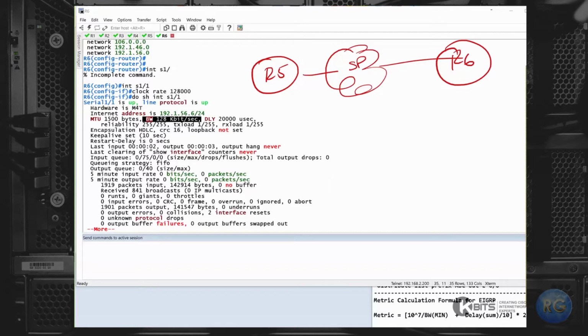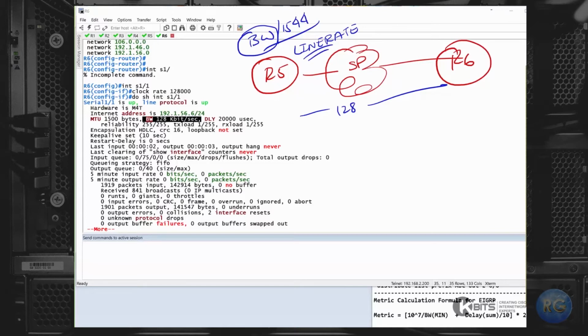So over here, what would the bandwidth be? Although my line rate, my clock rate, is set to 128, my default bandwidth is 1544. You get my point? But the bandwidth does not determine the actual rate, the line rate does.